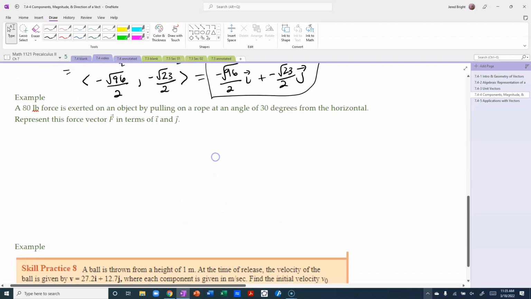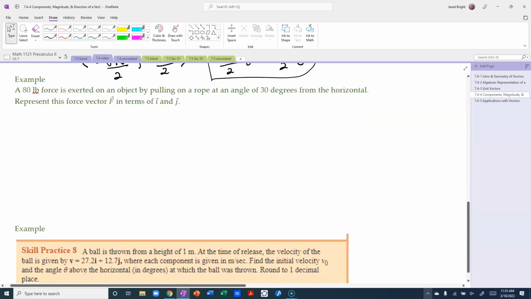Okay, moving on to the next example. Ooh, word problems. You were wondering when we were getting into word problems, weren't you? I bet you were. So imagine we have the ground, and then an object is going to be sitting on the ground.